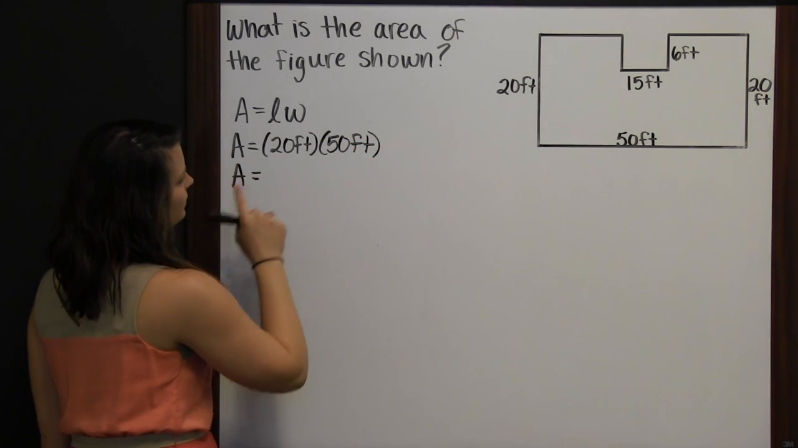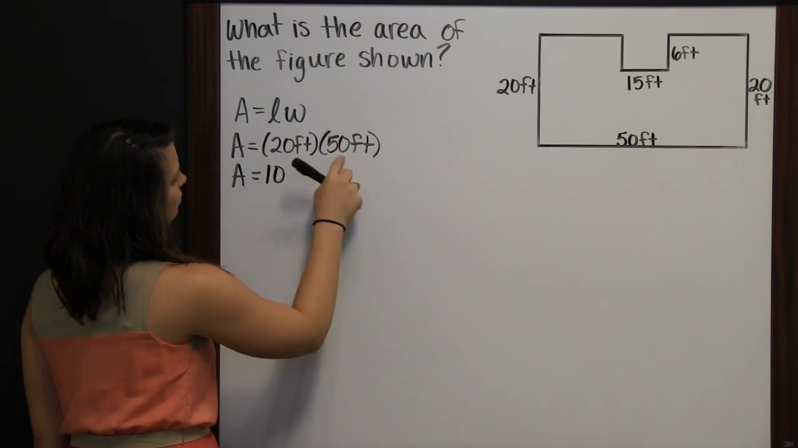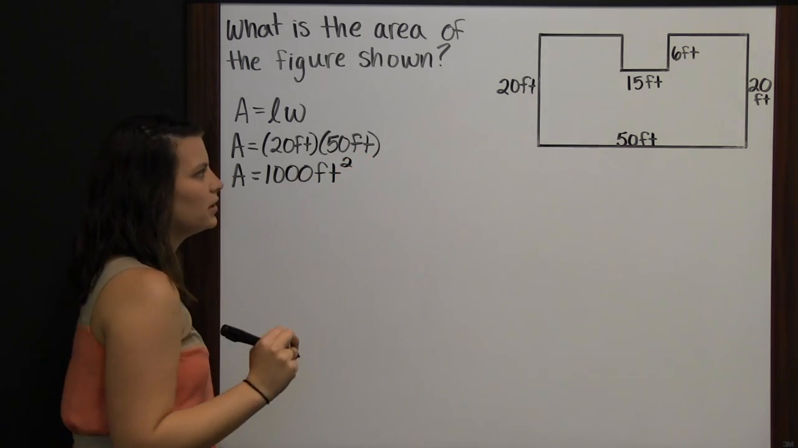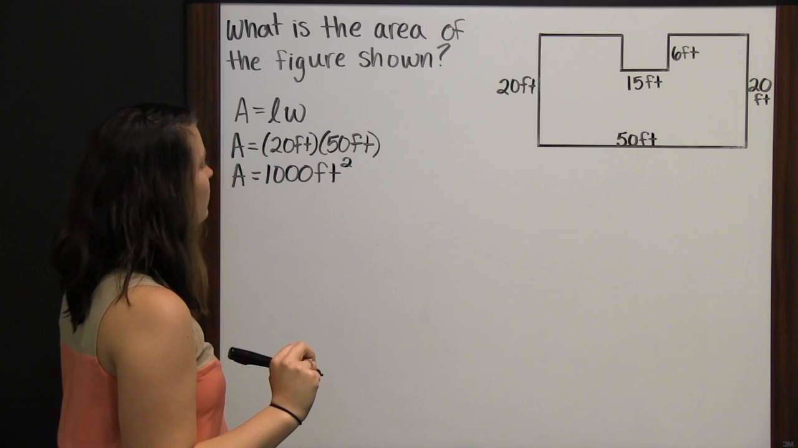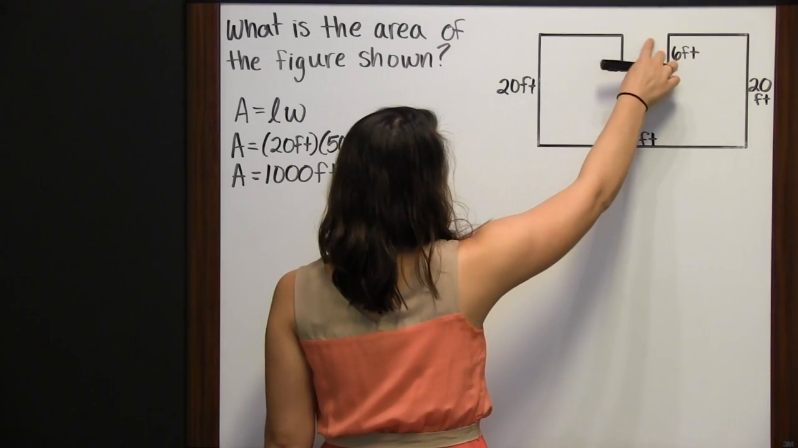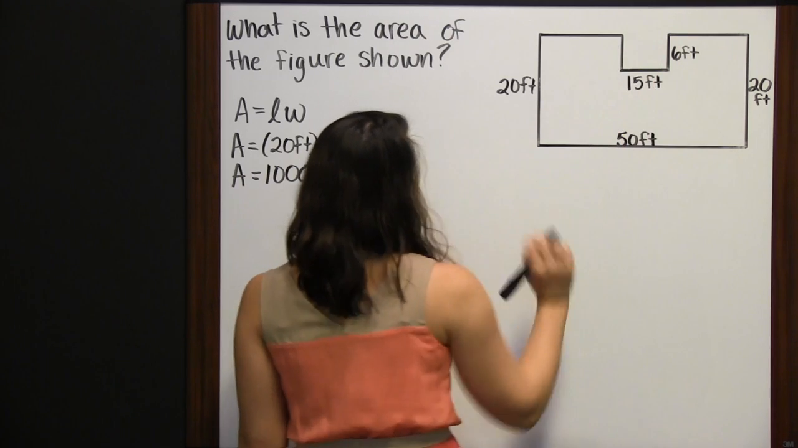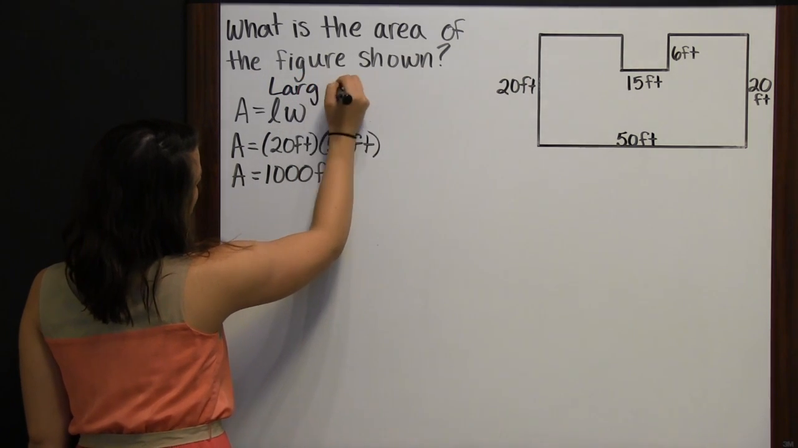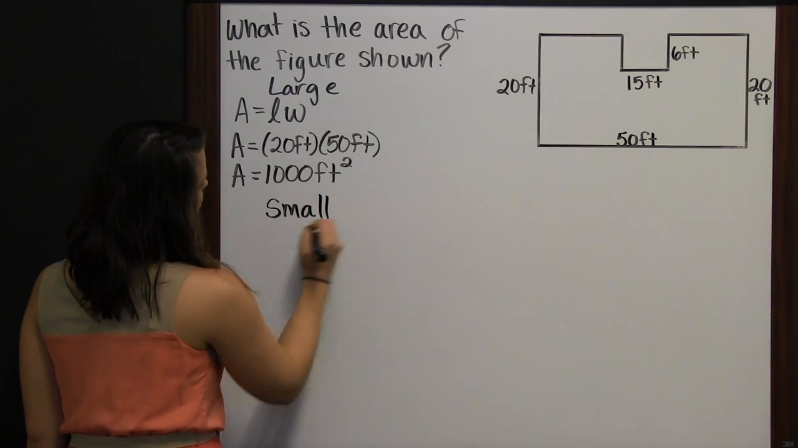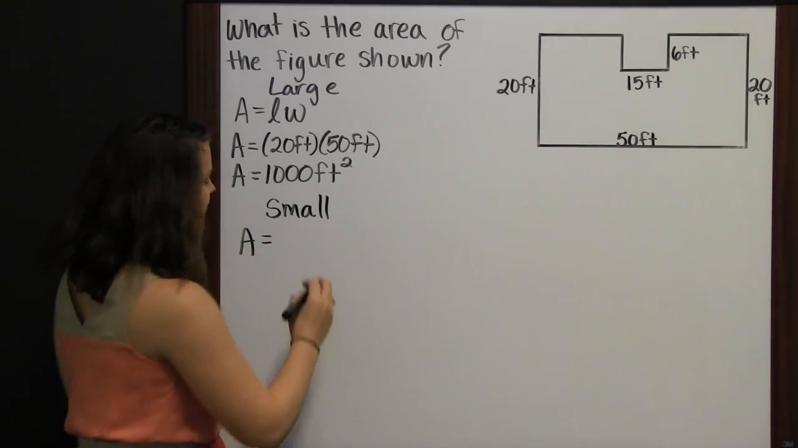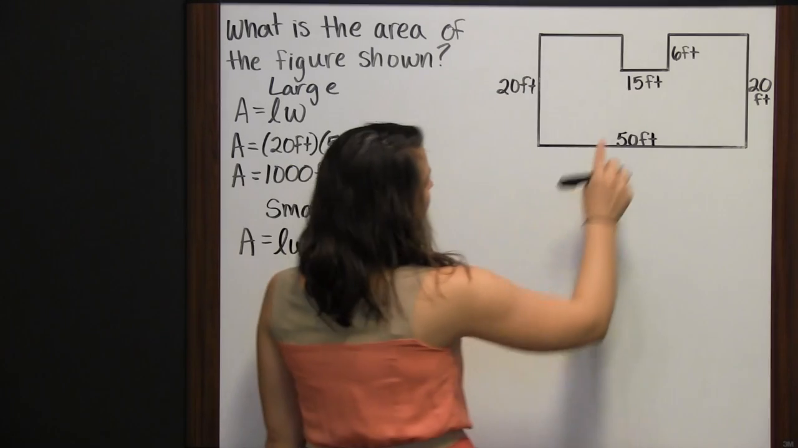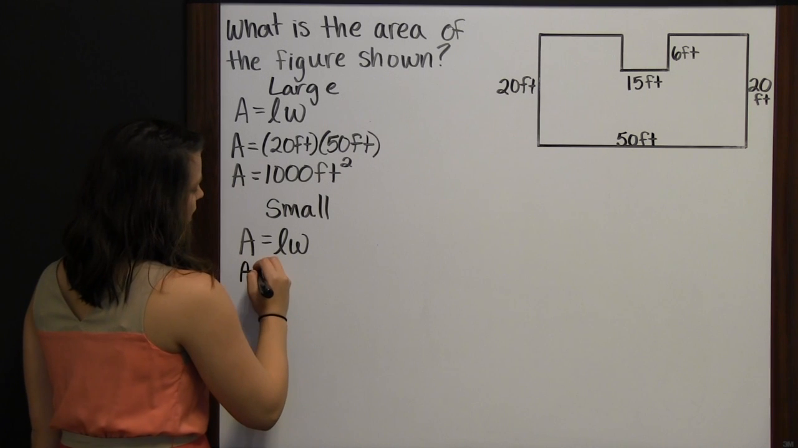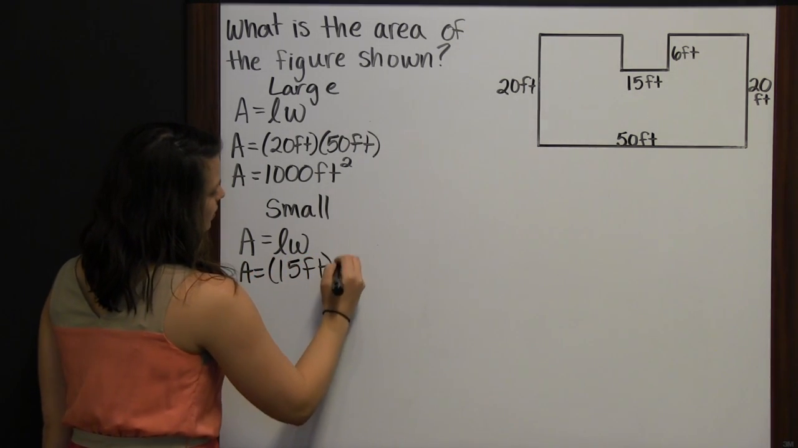So the area is 2 times 5 is 10, 0, 0. 1,000 feet times feet, feet squared. So the area of the large rectangle is 1,000 feet squared. Now we need to find the area of this smaller rectangle, the only part that's missing out of our large rectangle. So I'm going to label this. This is the area of the large rectangle. Now we're going to find the area of the small rectangle. So again, area is the length times the width. And we have the length and the width for our small rectangle as well, 15 feet and 6 feet. So the area is 15 feet times 6 feet.